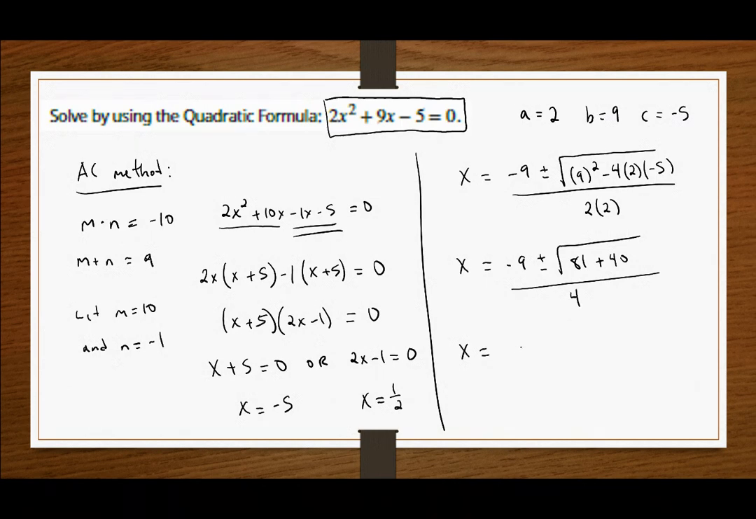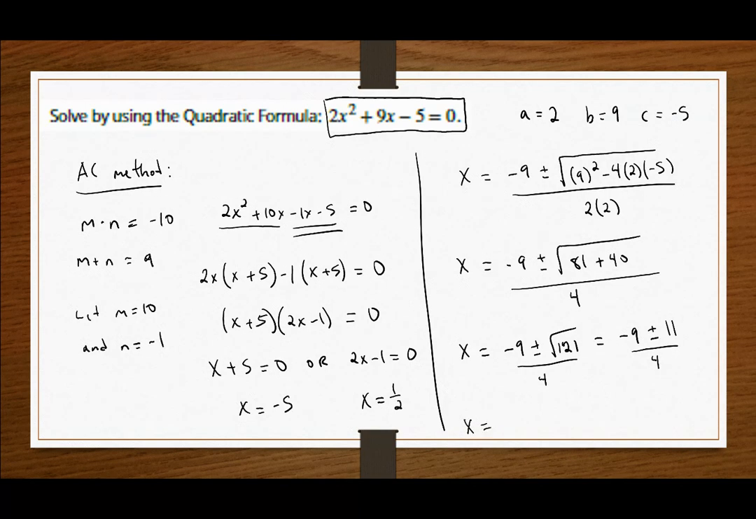Continuing the simplification here, we get -9 plus or minus the square root of 81 plus 40, which is 121, all divided by 4 still, which can be reduced to -9 plus or minus 11, all divided by 4.